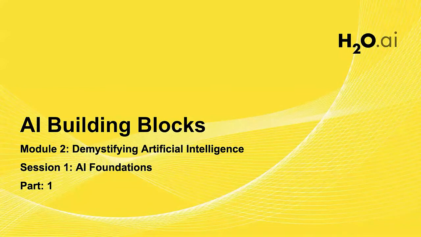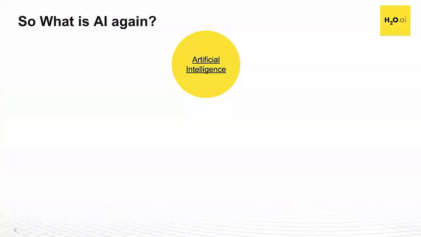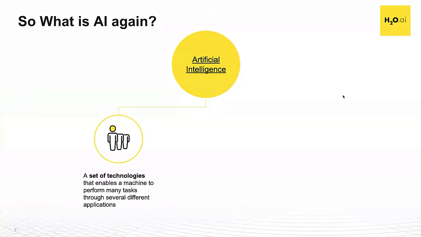All right, so now we're going to talk about the AI building blocks. So let's review what is AI again. Last week we introduced you to a widely accepted definition of AI, and this week I'm going to try to simplify that for you a little bit further. So AI really consists of a set of technologies that enables a machine to perform tasks that were thought to require human intelligence through a number of different applications.